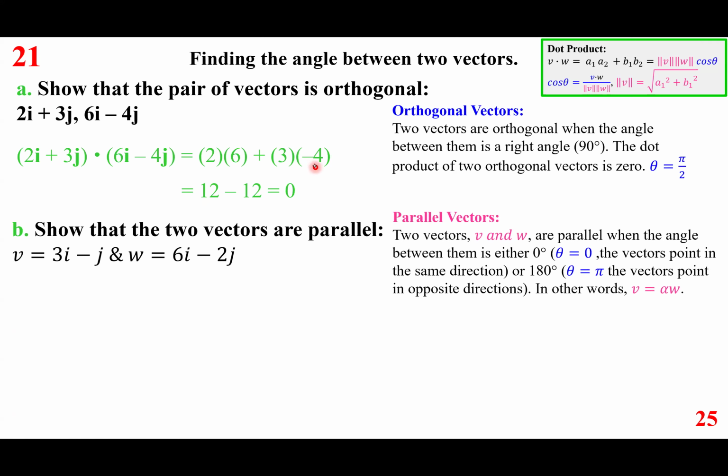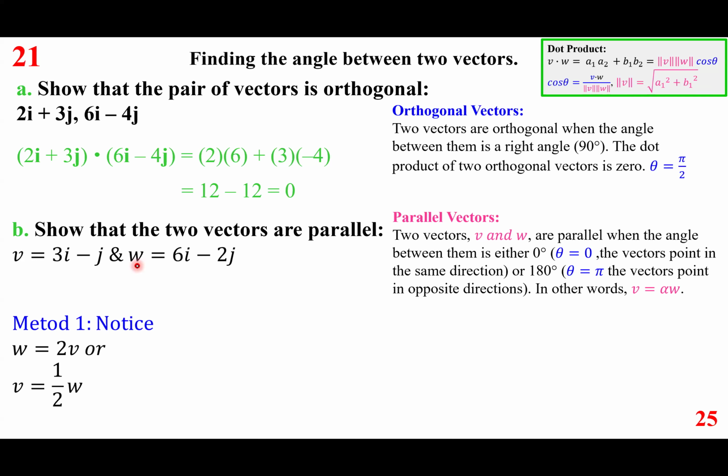Show that the two vectors are parallel. And here's the definition of parallel. Two vectors v and w are parallel when the angle between them is either 0 degrees, theta equals 0, the vectors point in the same direction, or 180 degrees, theta equals pi, the vectors point in opposite directions. In other words, v equals alpha times w. So the easiest way is if you notice, for example, that if I multiply this one by 2, I get this one. W is 2 times V, or V is half of W. So one is a multiple of the other. That's a proof. You're done.